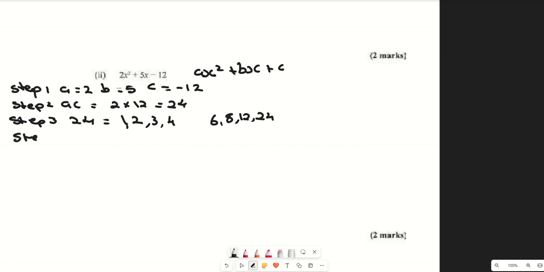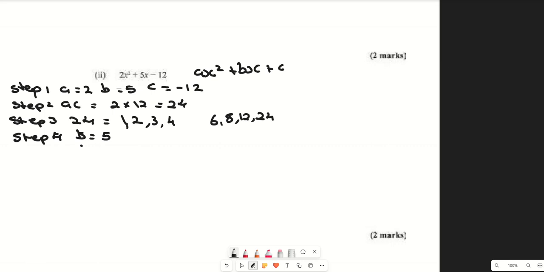Then step 4, you look at what b is. B is equal to 5, right? And you're going to ask yourself, which pairs can I add or subtract to get 5? So the first pair was 1 and 24. If you add or subtract, you will not get 5. 2 and 12, if you add or subtract, you will not get 5. 3 and 8, if you subtract 3 and 8, you will get 5.